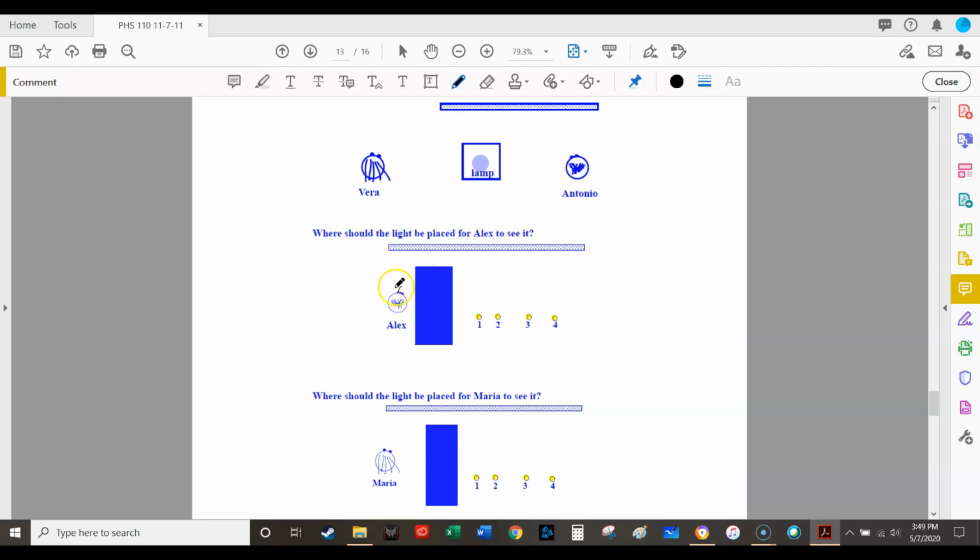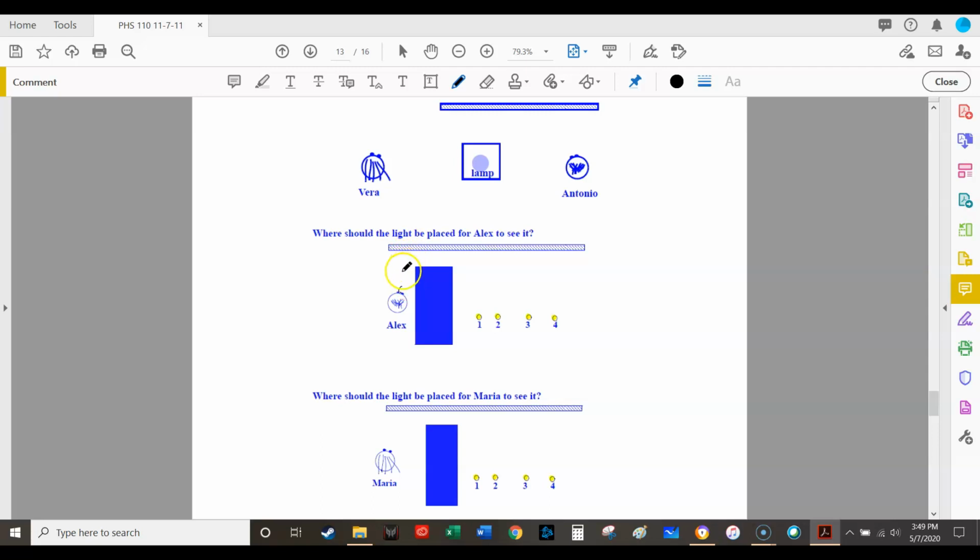So would Alex be able to see object number 1, which is a light source, object number 2, a light source, number 3 is a light source, number 4 is a light source. Now this is a wall and you can't see through it, okay? This is the mirror up here. So which of these objects would Alex be able to see in the mirror from his vantage point if he was looking straight forward at the mirror?